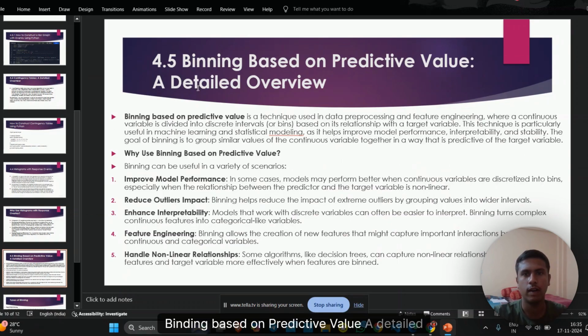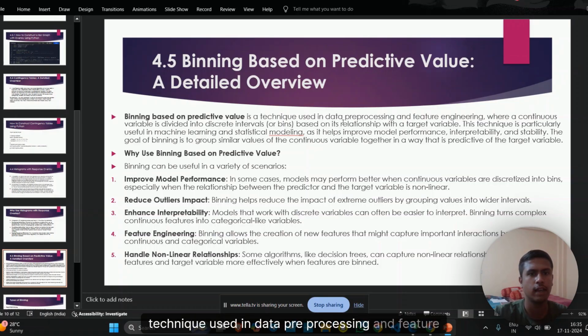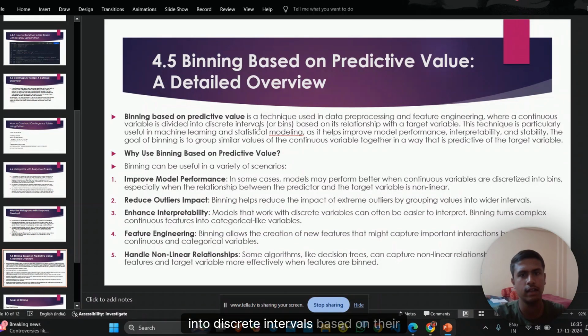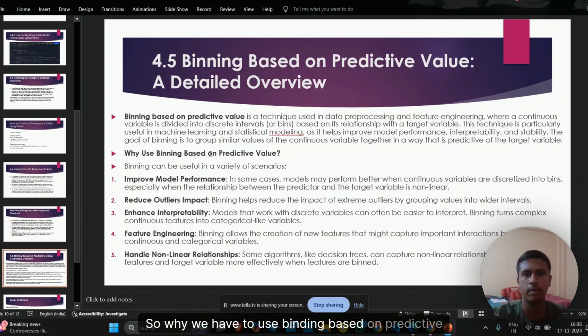Binning based on predictive value, a detailed overview. Binning based on predictive value is a technique used in data pre-processing and feature engineering where a continuous variable is divided into discrete intervals based on their relationship with a target variable. This technique is particularly useful in machine learning and statistical modeling as it helps improve model performance, interpretability, and stability. The goal of binning is to group similar values of the continuous variable together in a way that is predictive of the target variable. So, why do we have to use binning based on predictive value?